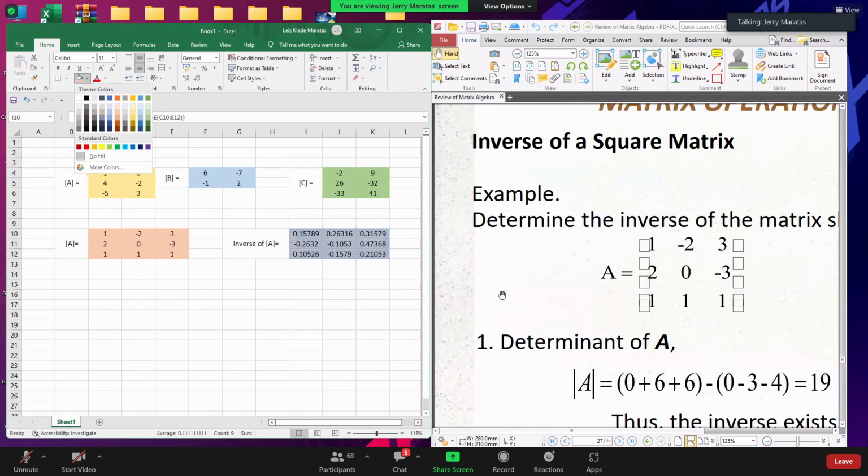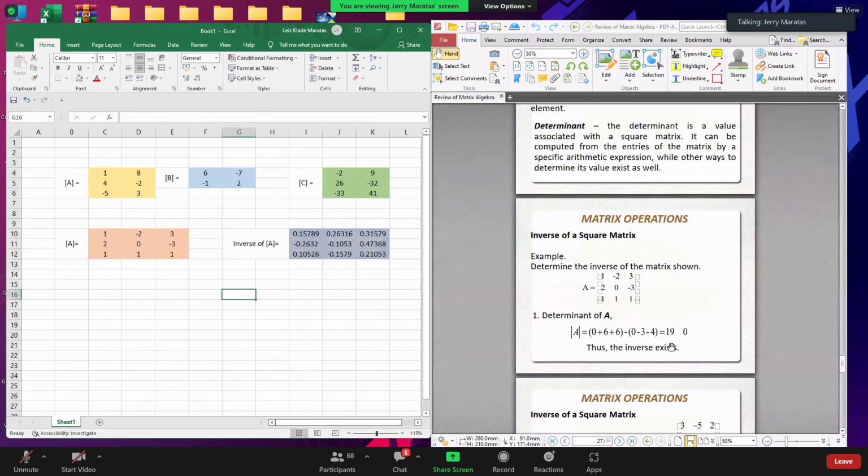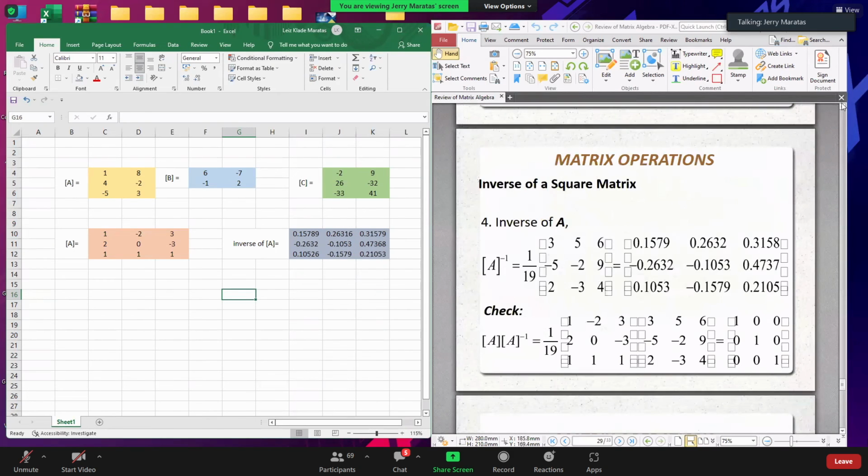Okay. So, let's compare this here. Here is the result. Okay, here is the result. 0.1579, no? Okay. So, it's practically the same, no?